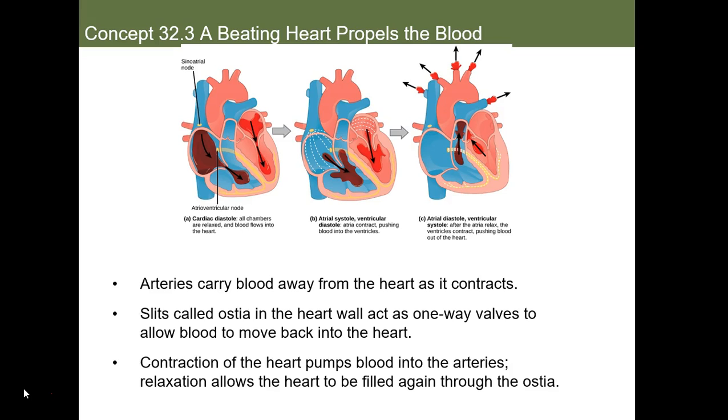Arteries carry blood away from the heart as it contracts. Slits in the heart, called ostia, act as one-way valves that allow blood to move back into the heart. Contractions pump blood to arteries as relaxation allows the heart to be filled again through the ostia.